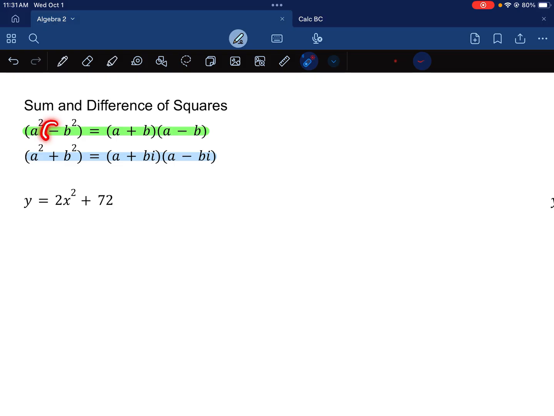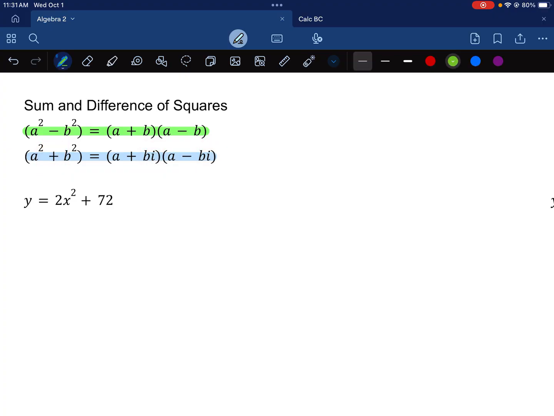Notice that when you're subtracting, this factored form doesn't have an i, but when you're adding, this factored form needs the i. If you were to distribute and make it go back and look like the original, you need that i for that to happen. So when you see plus, you're adding an i to the b when you factor, okay?